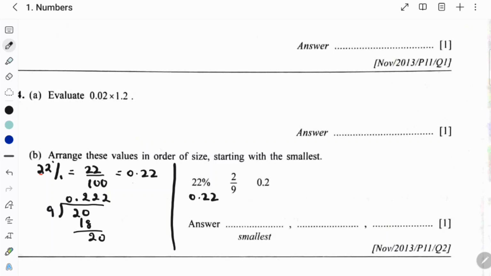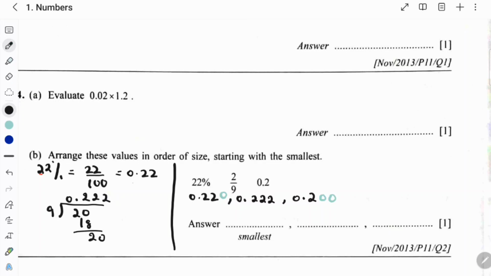So you need to have at least 3 digits to compare. 222, and this is 0.2. So comparing with 3 digits, you can put extra zeros there to make it 200. Now you can compare this.